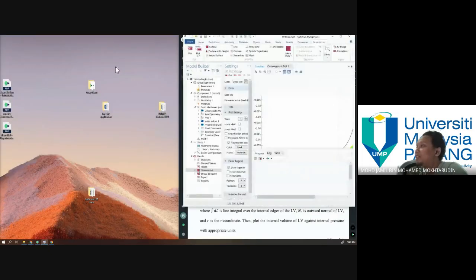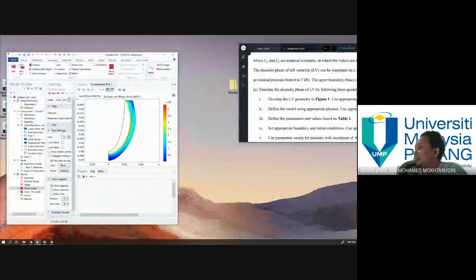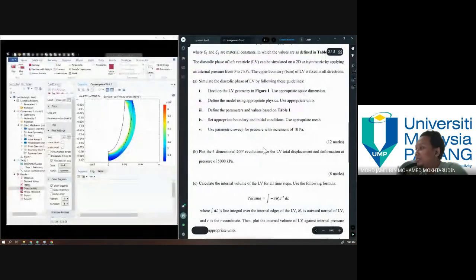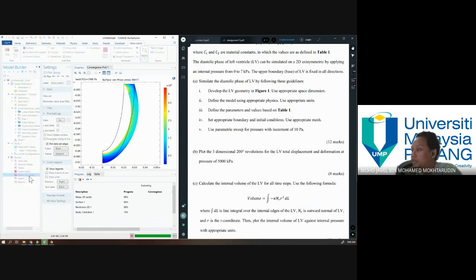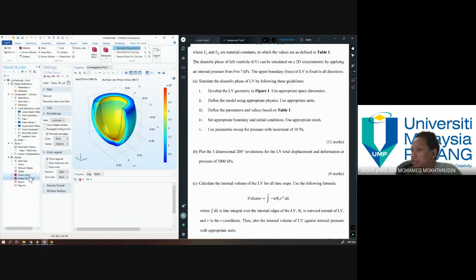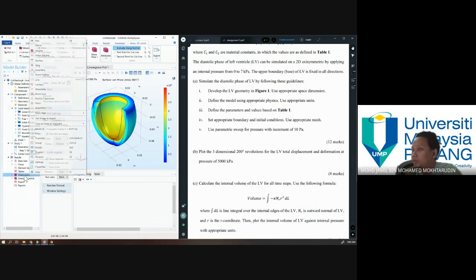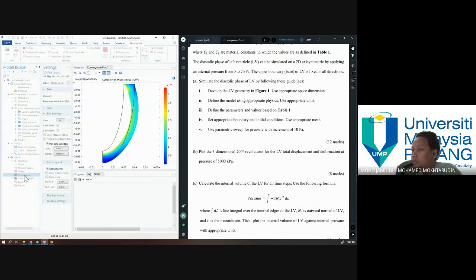Okay, so the simulation is finished, then we go for the next question. Plot the three-dimensional 200-degree revolution for the LV total displacement and deformation. So firstly we close this one first. Too many things. Oh, actually we want the second one. So we close this.